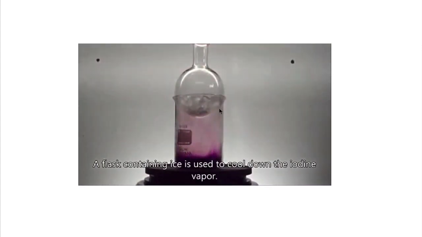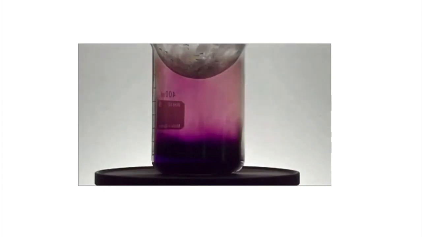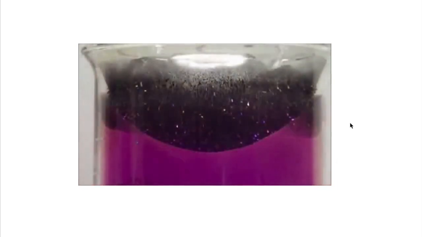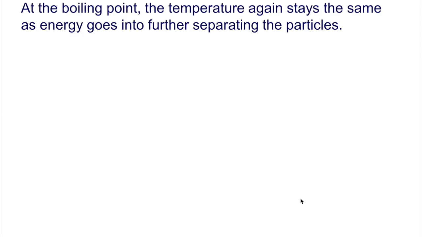If you cool it down, you return back from gas to solid. This change of state is called sublimation. So sublimation, if you want to define it, is to change a solid to gas or the other way around. Again, this only applies to a few substances. One of them is iodine. The other one is carbon. This is taken again from the book. It shows you all changes of state, including sublimation.